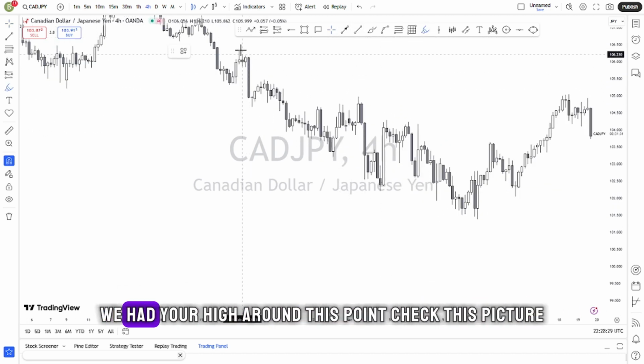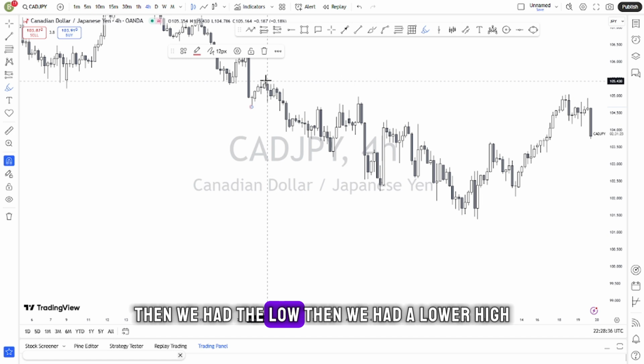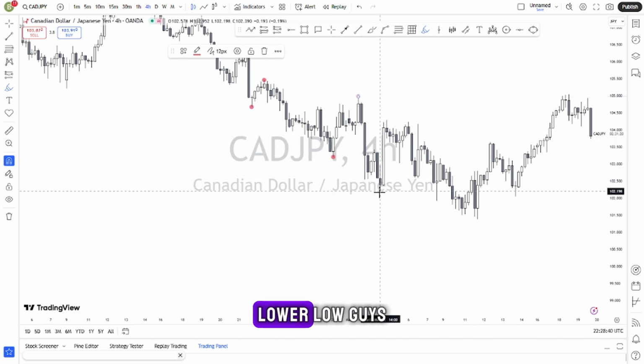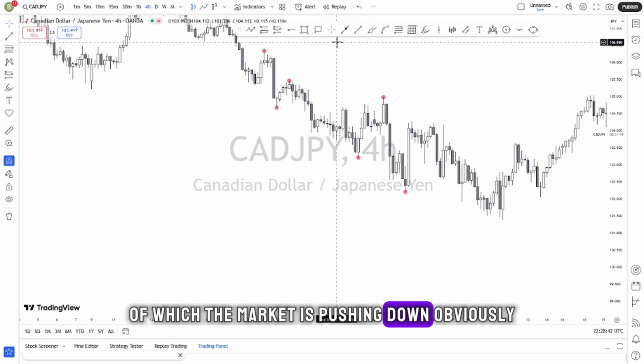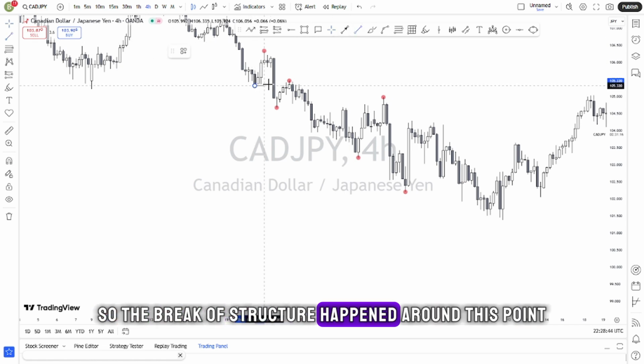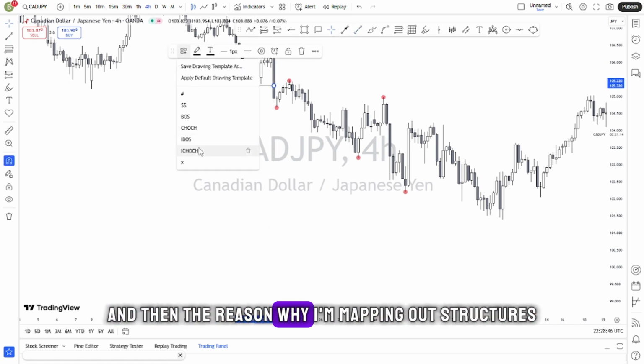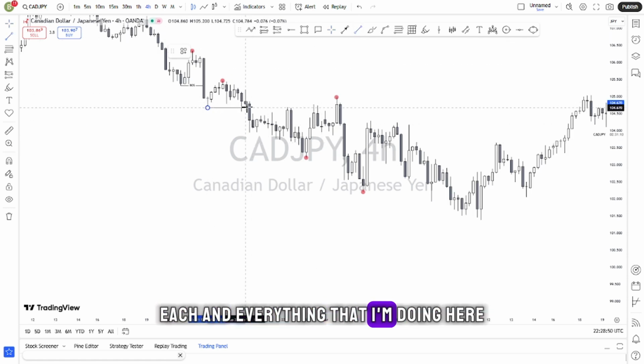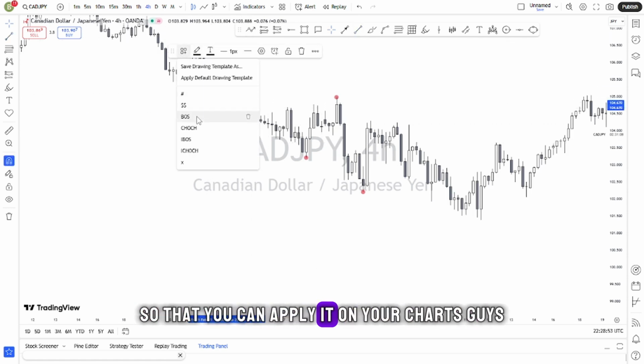As you can see here, we had a high around this point. Check this point here, we had the high, then we had the low, then we had a lower high, then we had a lower low, lower high, lower low, guys, whereby the market is pushing down, obviously. So the break of structure happened around this point. The reason why I'm mapping out structures is for you to practice everything that I'm doing here so that you can apply it on your charts, guys.